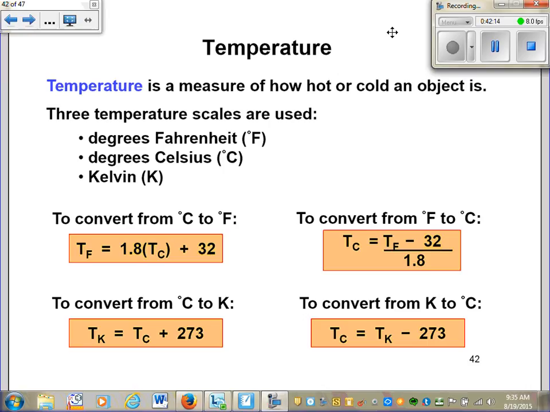And to go from Kelvin to Celsius, you take the Kelvin temperature and subtract 273. So absolute 0 is the coldest it can ever be, where all atomic motion stops. So absolute 0 Kelvin is negative 273 Celsius. That's cold.